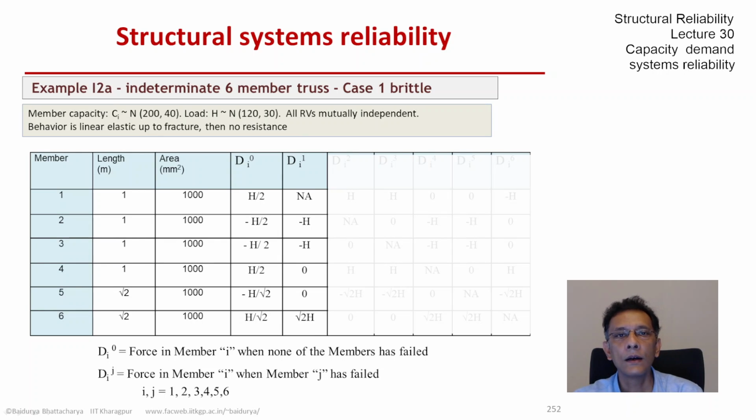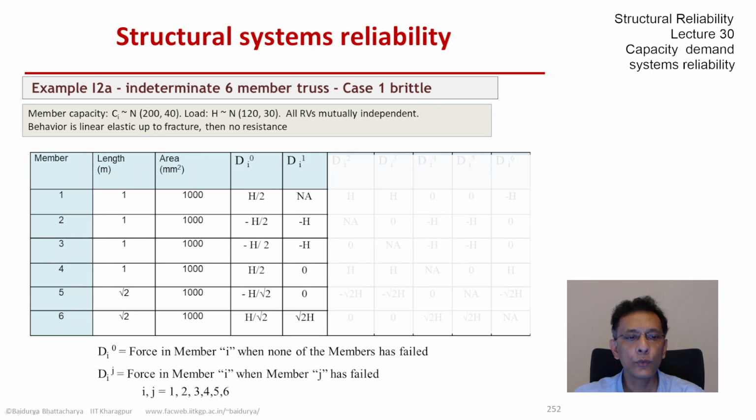When element 1 has failed, and because it's brittle we have just removed it, that's D superscript 1, and then with that damage we look at the forces in the remaining members. Now we effectively have a determinate structure. It's quite simple to solve. Member 1 itself obviously doesn't have any force because it has been removed. For all the other 5, we have 3 that are loaded and 2 that are not loaded. That's going to be useful later on when we look at which sequences are going to have what sort of contribution to system failure.